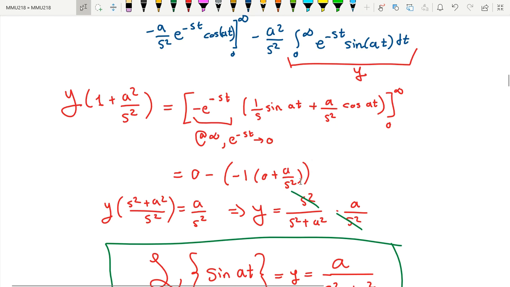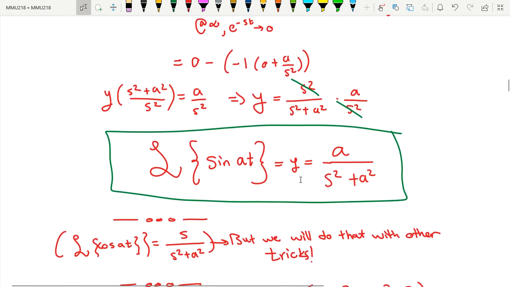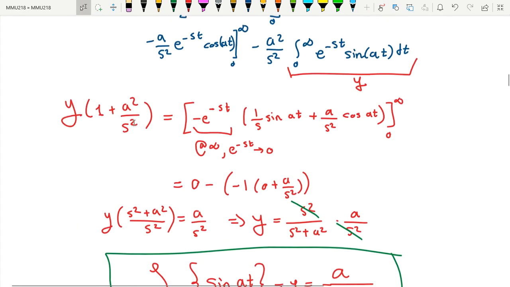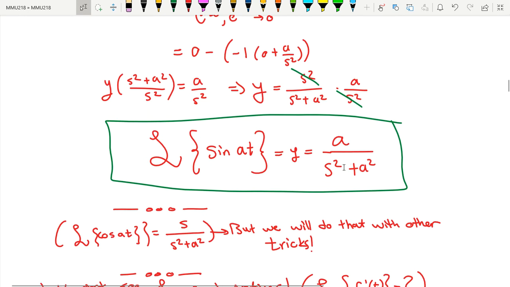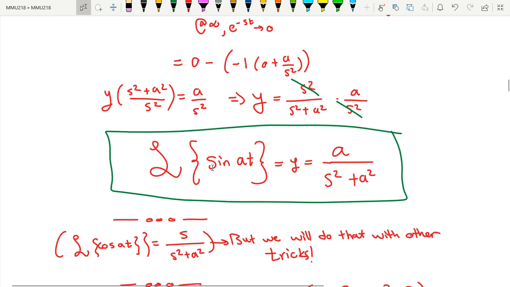So if you do some simplifications over here, you will see, well, s squared a squared over s squared is going to be equal to a over s squared. And y is going to be equal to, if you cancel these out, a over s squared plus a squared. So the Laplace of sine at is going to be a over s squared plus a squared. So this is something I will be able to use later, picking up from my table.